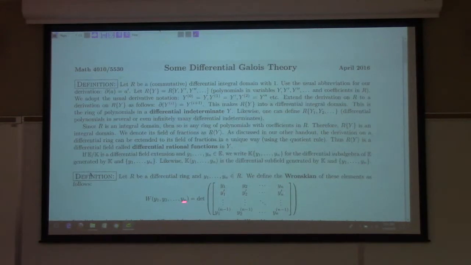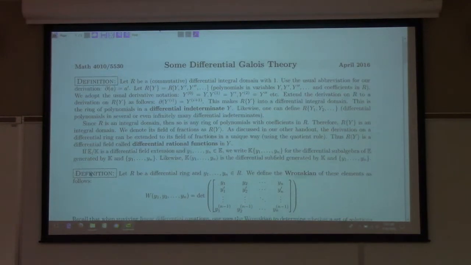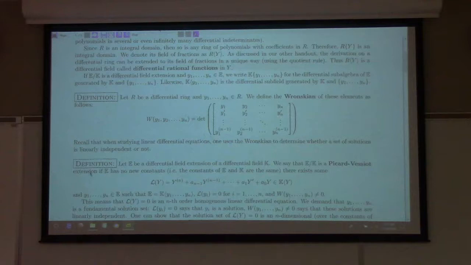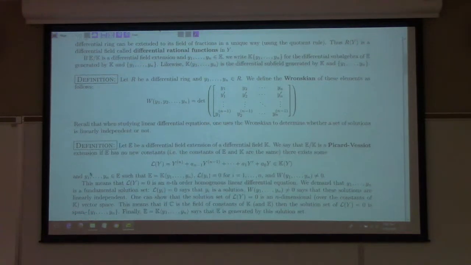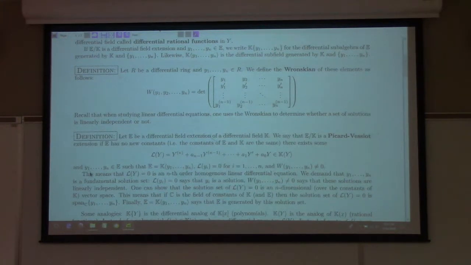You can look at the Wronskian of a bunch of differential indeterminates, y1 through yn. If you study differential equations, this Wronskian will be familiar to you. And here's one of the central definitions that looms large in this discussion. Picard, how do you say that? Some French person here. Vessiot? Okay. That's your fault now, Marissa. All right, so let the record show that was not my pronunciation.